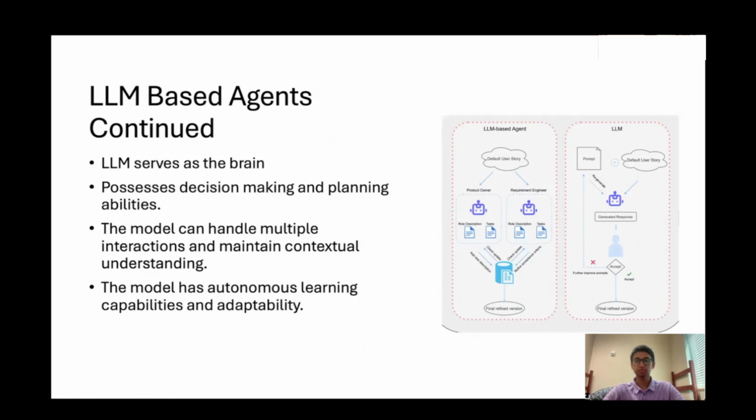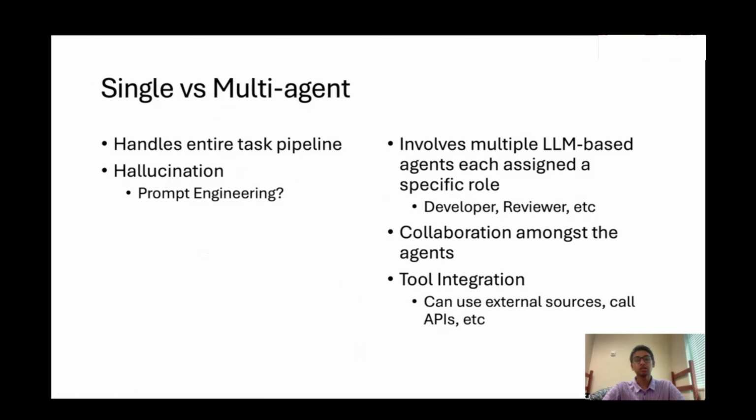Talking a little bit more about single agent versus multi-agent systems. Single agent systems struggle with handling entire task pipelines, and they are very prone to hallucination because the context window right now is 128K or 258K tokens, and a lot of the time the task can go further than that. Sometimes prompt engineering can help with this, when you specifically prompt it to give a specific type of response, but even then, it does have tendencies to hallucinate.